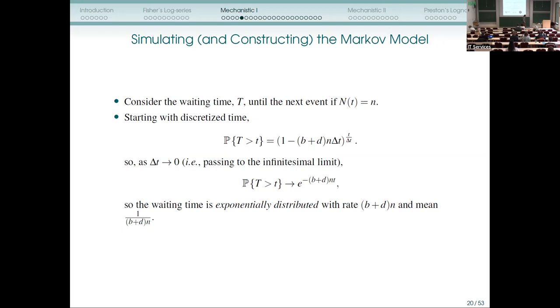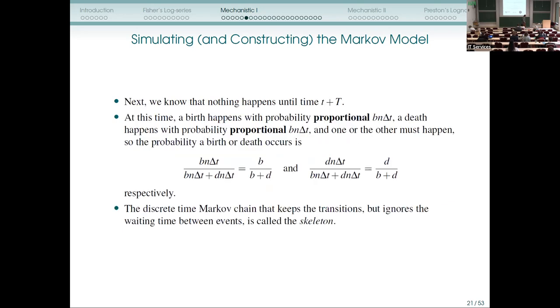And on average, what you find when you integrate this is that the average waiting time is 1 over b n plus d. And a small waiting time is maximal, and the bigger n gets, the less waiting time there is. It's really easy, if you go into R and tell me, give me an exponentially distributed random variable with my favorite rate, that's just a function in R. I can write that in a bit of code in one line.